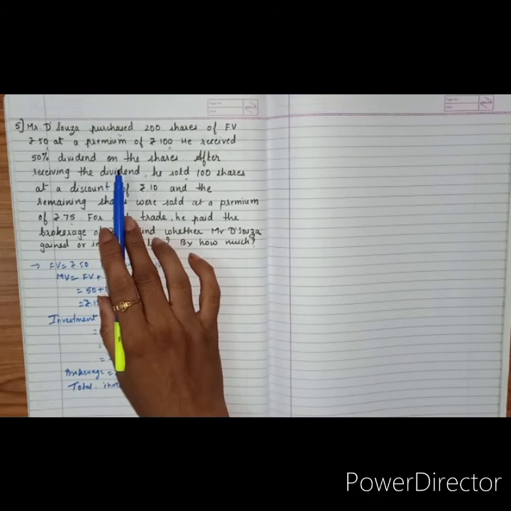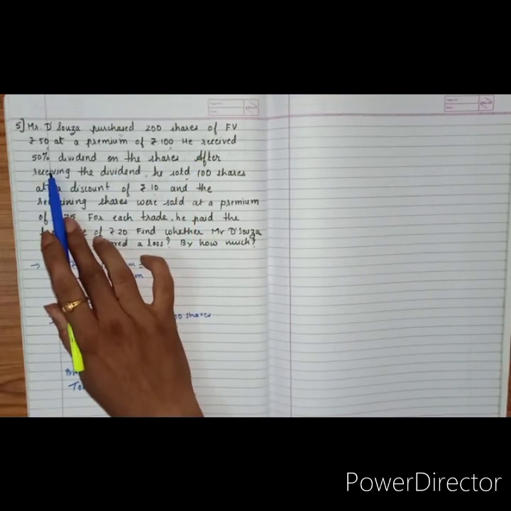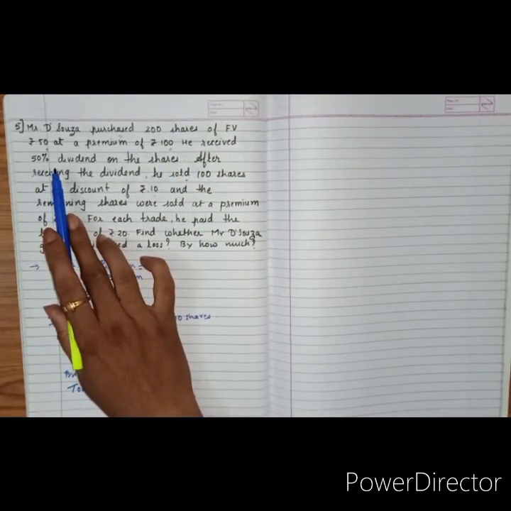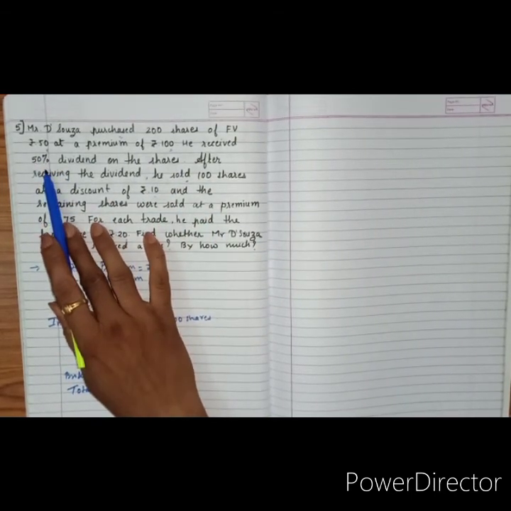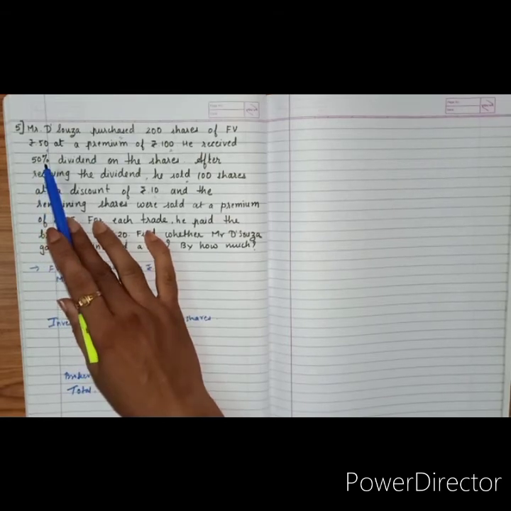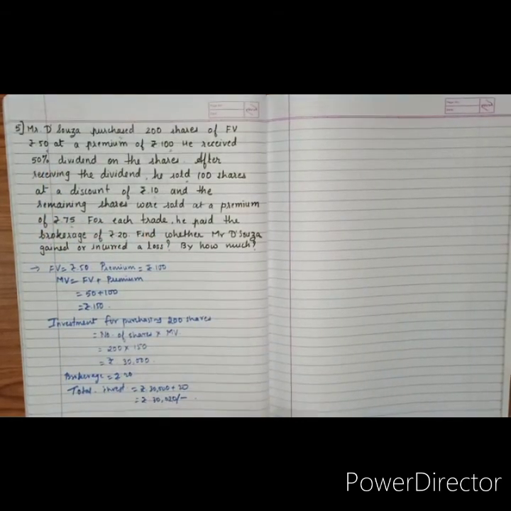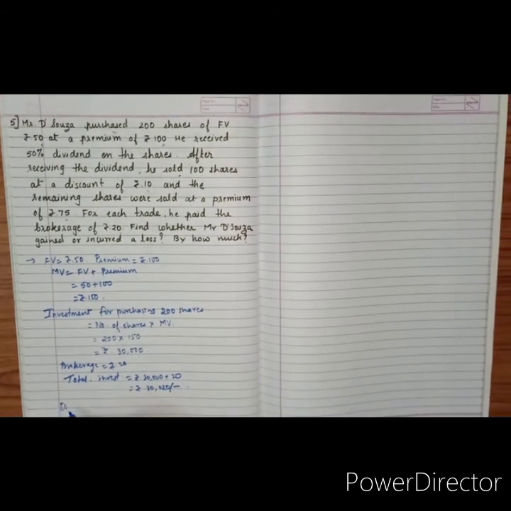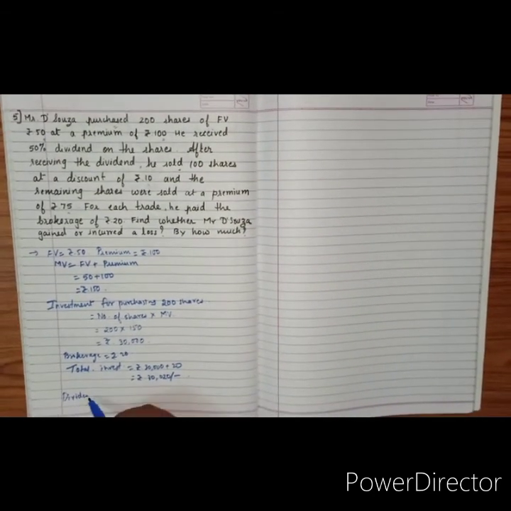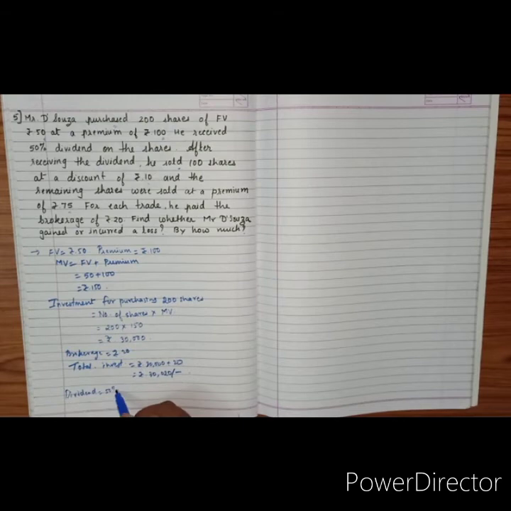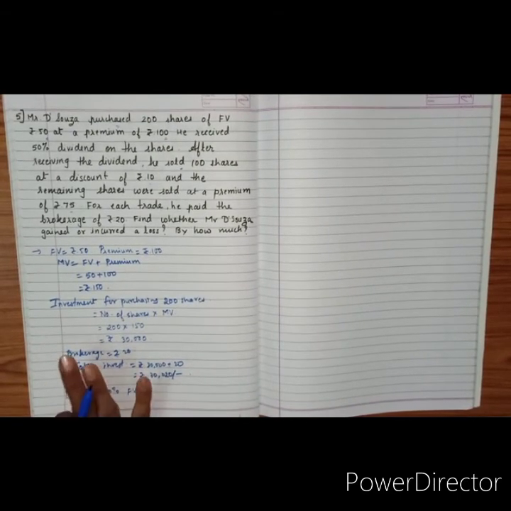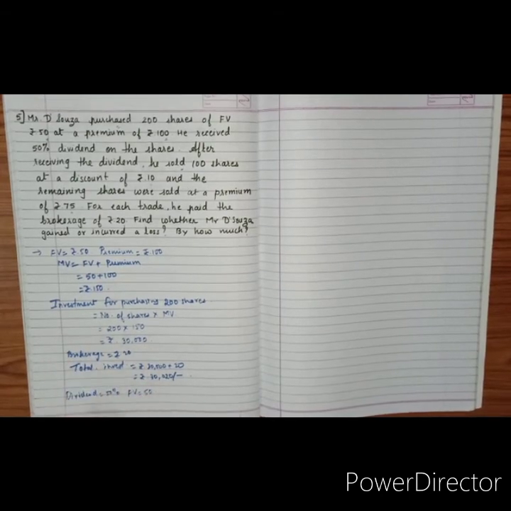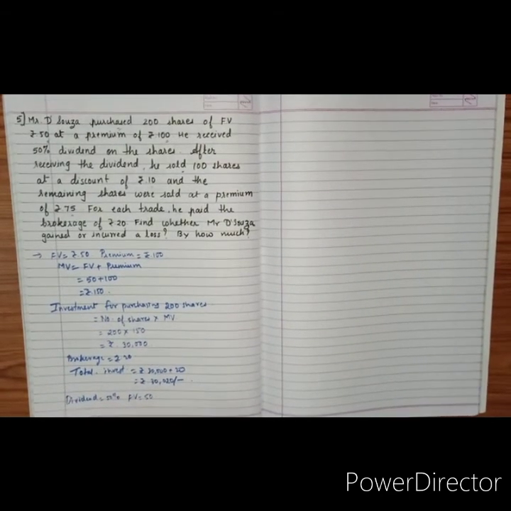Now what else is given? He received a dividend of 50%. On what? His shares' face value was rupees 50, and he received a dividend of 50%. So let us write down that the dividend is 50% and the face value was 50. You get dividend on the face value. I hope you remember this. If not, understand once again, you get dividend on the face value, not on the market value.